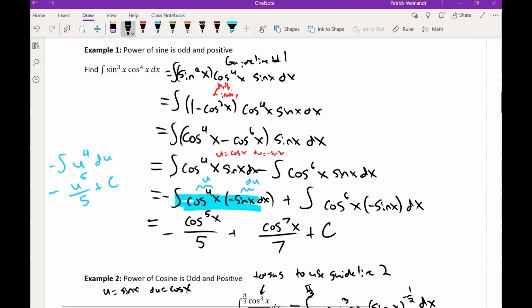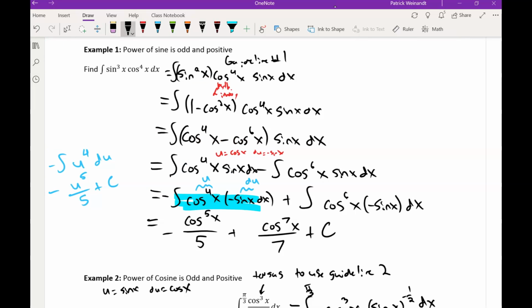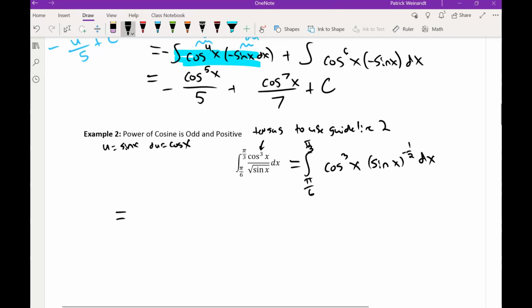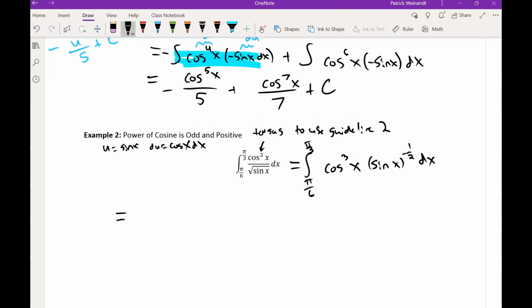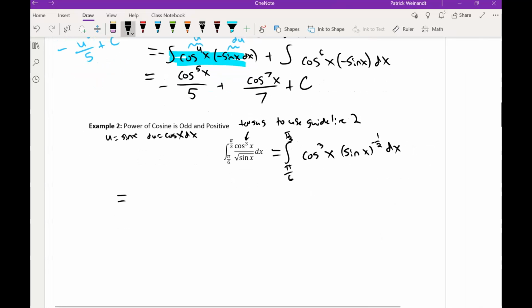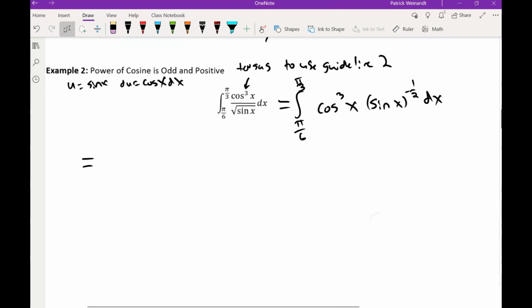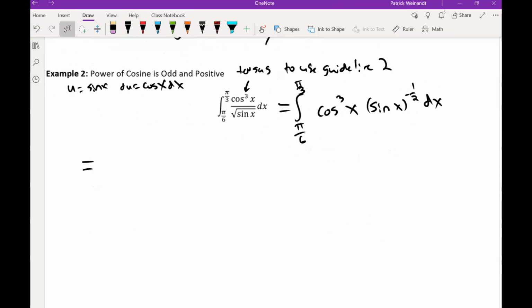Up here, however, when our sine is odd, then we know that our u is going to equal cosine of x, and our du is going to equal negative sine of x dx. So they're very similar rules, just kind of flipped. All right, so we want to get this cosine cubed of x right here. We want to factor out a single cosine and leave the rest.